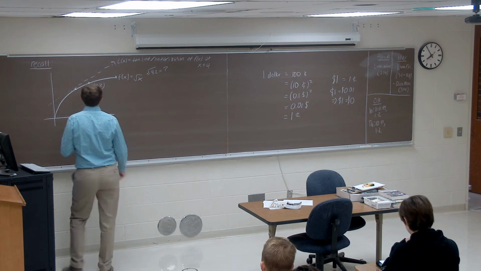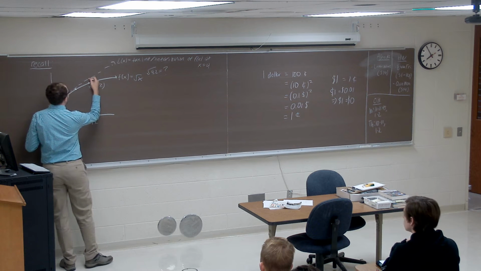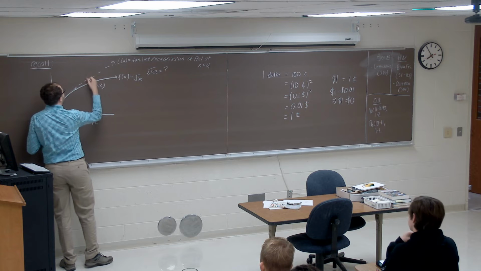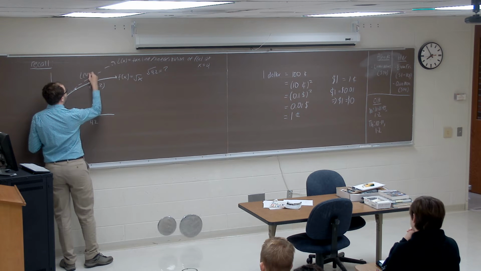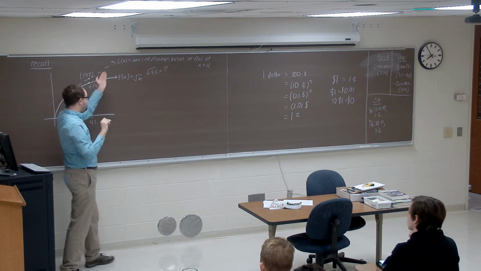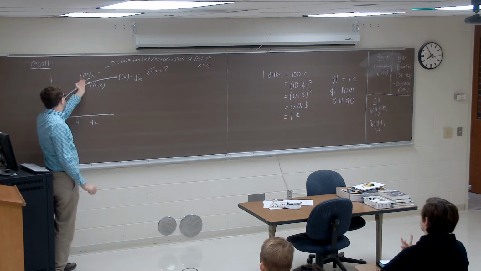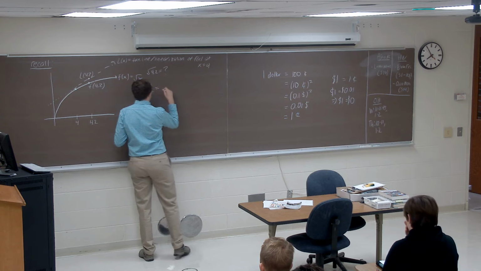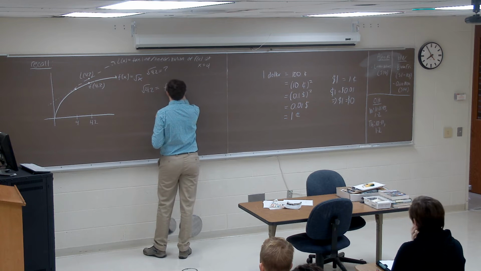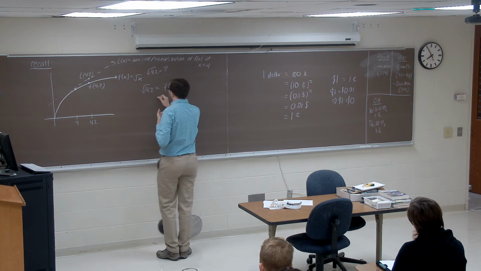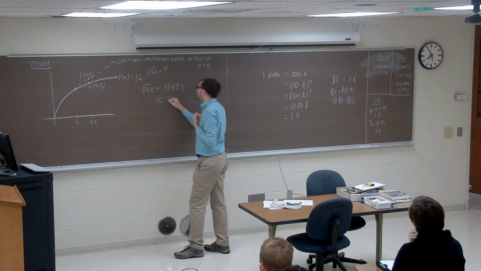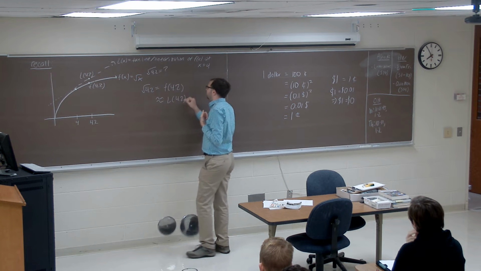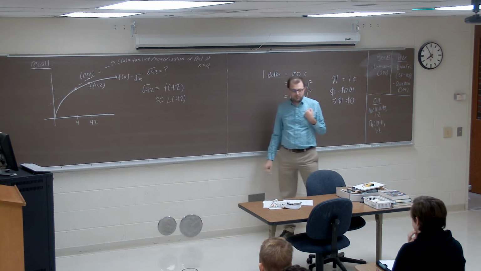So we take our tangent line approximation, and once we find a formula for this line, we can plug in 4.2 for x into this formula. And we could say that the square root of 4.2, which we said last time was equal to f of 4.2, should be pretty close to L of 4.2.